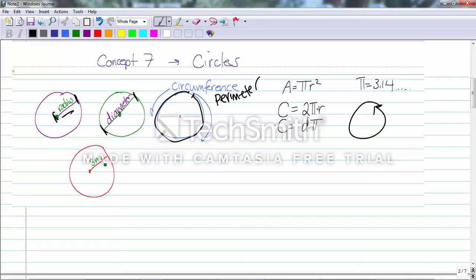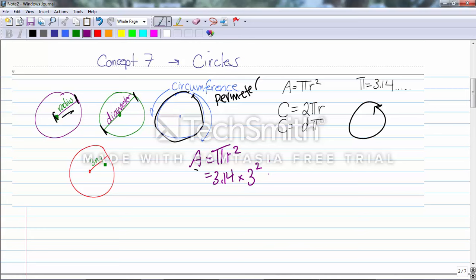So we have a question here. We have a circle with a radius of 3 meters. So let's find the area. So if area equals pi r squared, right? I know that pi is 3.14. My radius here is 3, and I'm going to square it.